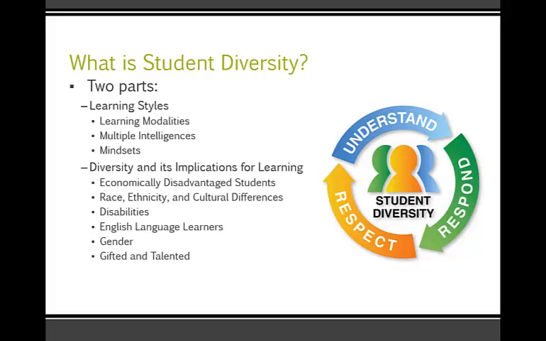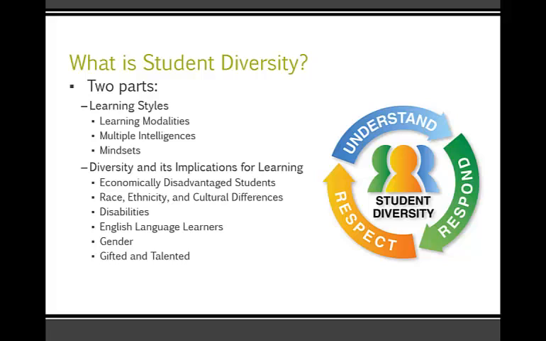The second part is diversity and its implications for learning. Within that, we're going to talk about economically disadvantaged students, race, ethnicity, and cultural differences in students. We'll talk about disabilities, English language learners, gender, and gifted and talented students.